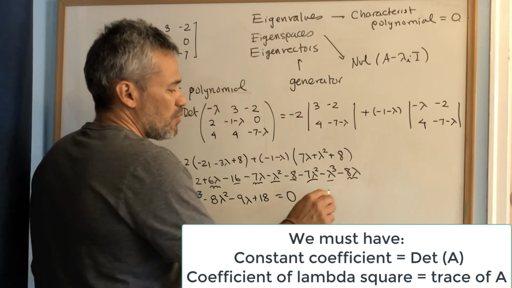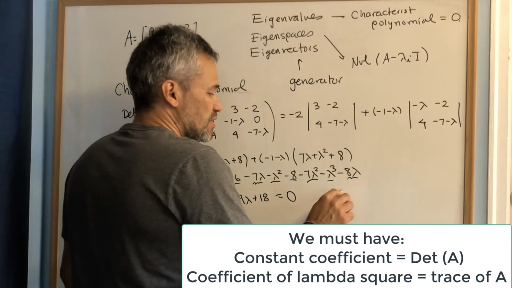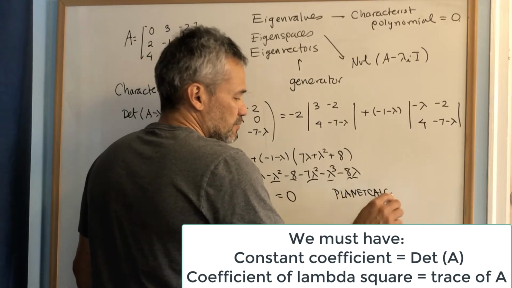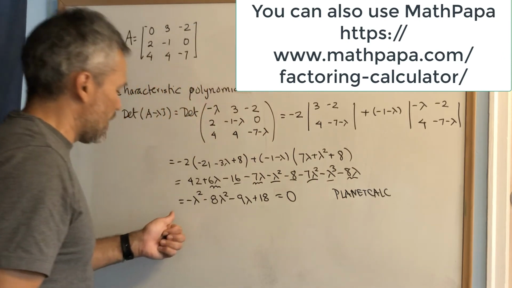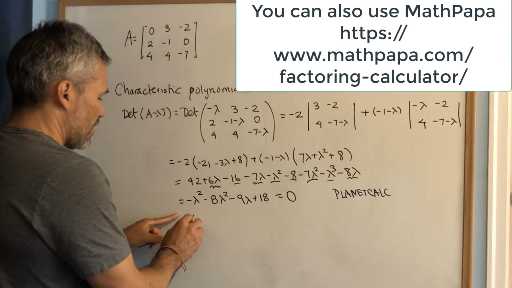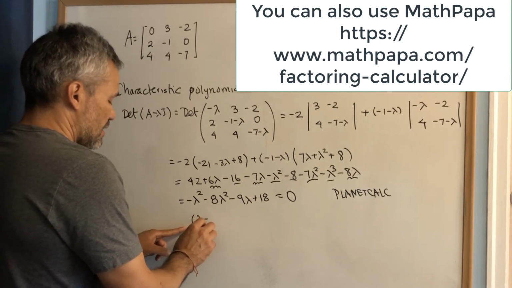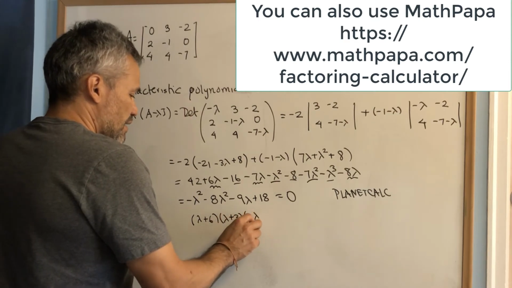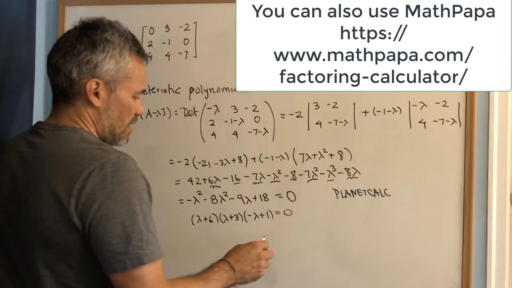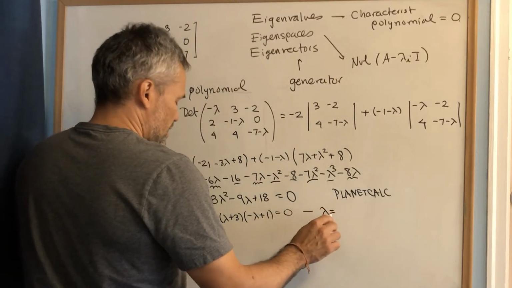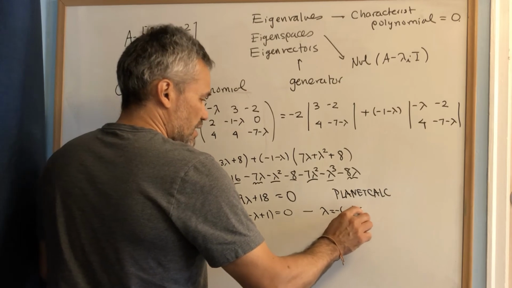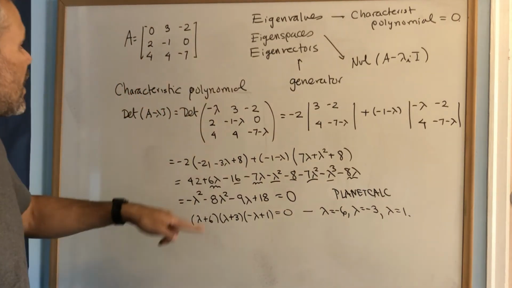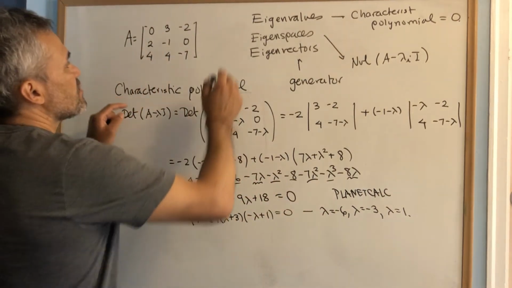To factor this polynomial, we're going to use an online website which is called Planet Calc. And when we enter this polynomial, we get that it can be factored as lambda plus 6, lambda plus 3, and negative lambda plus 1. This means that lambda is either negative 6, or negative 3, or 1. Then we have the eigenvalues. This is the first task.